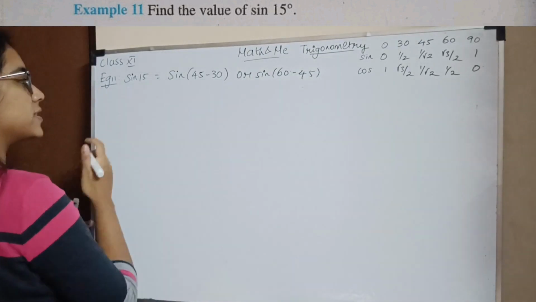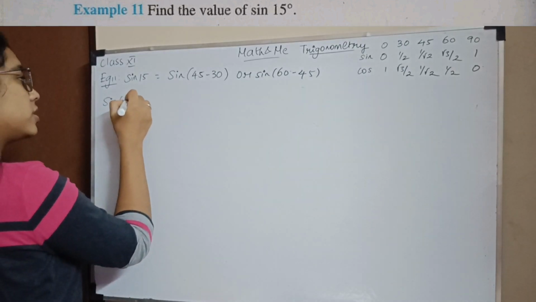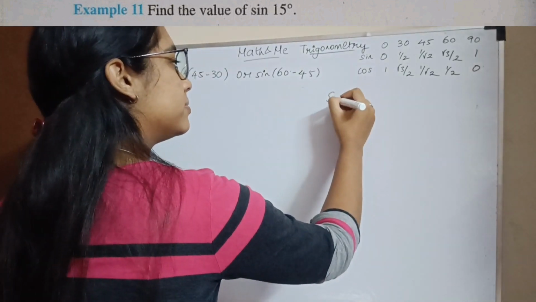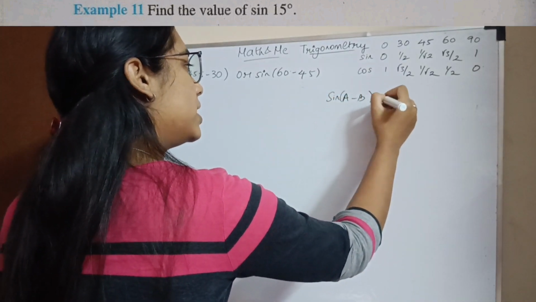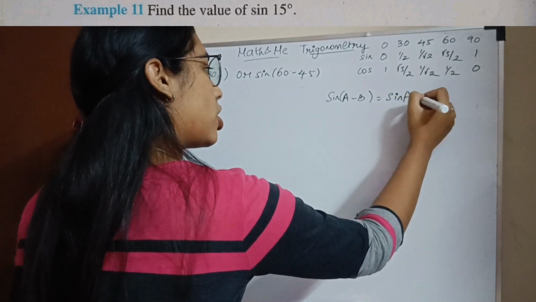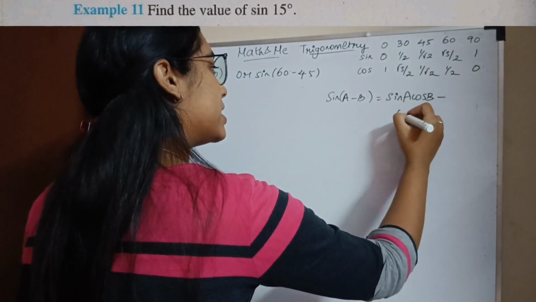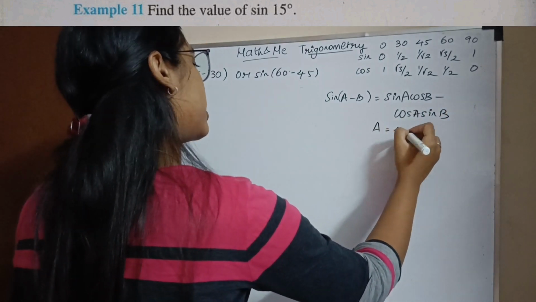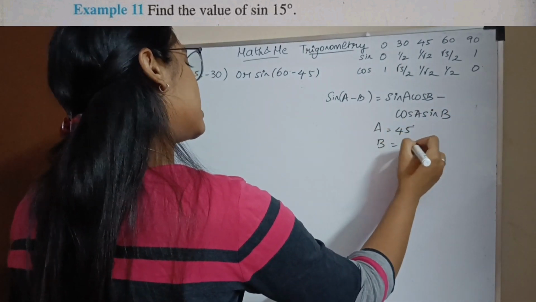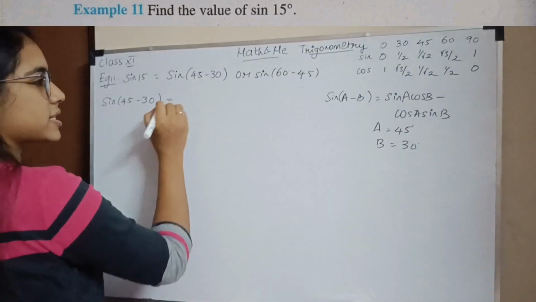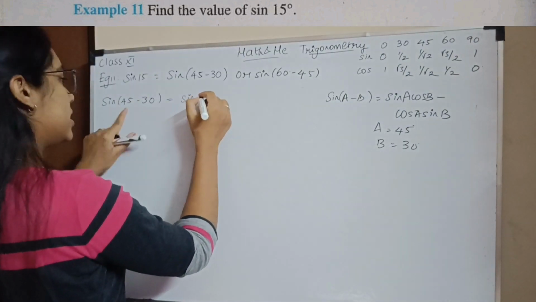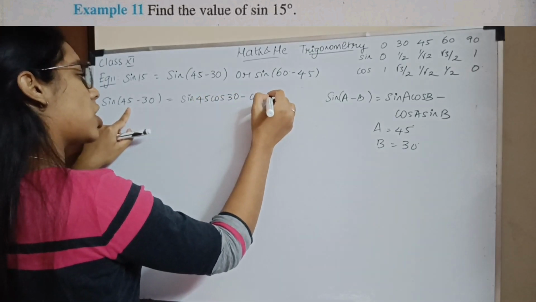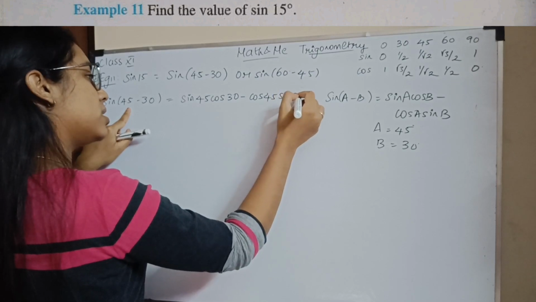Say I choose this. So I have sine of 45 minus 30. What is the sine of a minus b formula? Sine of a minus b is nothing but sine a cos b minus cos a sine b, where your a value is 45 and b value is 30 degree. Now let's substitute in the formula. I have sine a cos b minus cos a sine b.